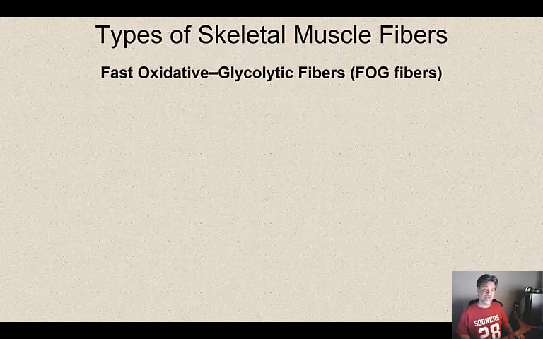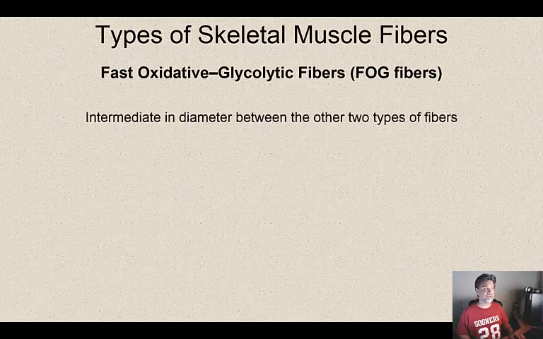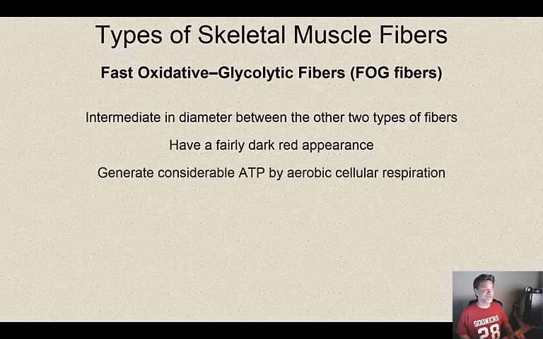The in-between types of fibers are called FOG fibers, fast oxidative glycolytic fibers, and they have characteristics that are in between the slow oxidative and the fast glycolytic. So just think about what's in between them, and that pretty much describes the FOG fibers. They have a fairly dark red appearance. It's not white or pink, and it's not dark red. It's in between those two.